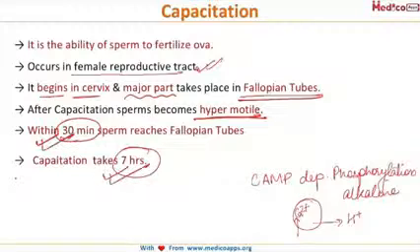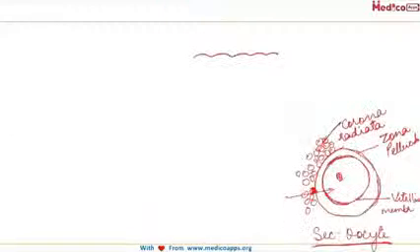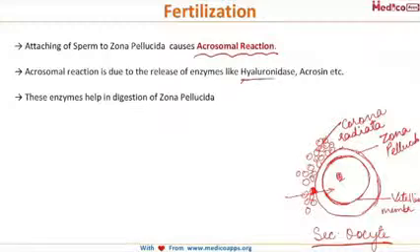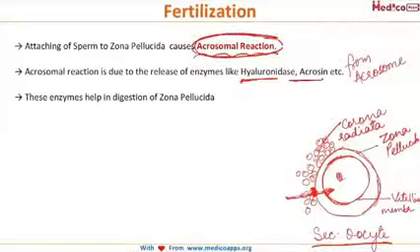Now, once the sperms have become capable of fertilizing the ova, they go and attach to the zona pellucida of the secondary oocyte. This causes the release of hydrolytic enzymes like hyaluronidase and acrosin from the acrosome of the sperm, and these enzymes cause lysis of the zona pellucida, allowing the entry of the sperm into the secondary oocyte. And this entire process is called acrosomal reaction. Again, the ion responsible for this is calcium ion. Remember, in sperms, if any question is asked about ions involved, the answer will always be the calcium ions.